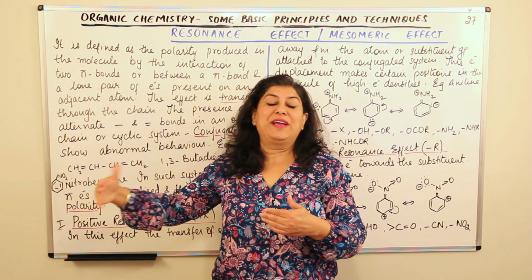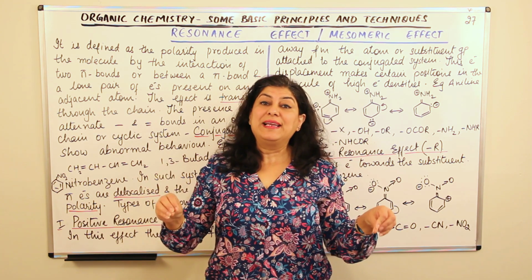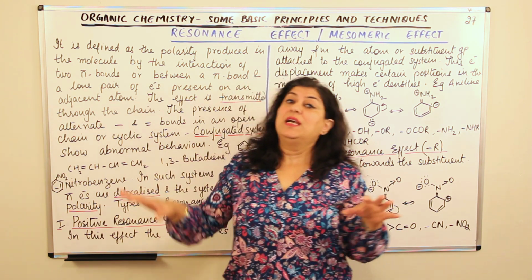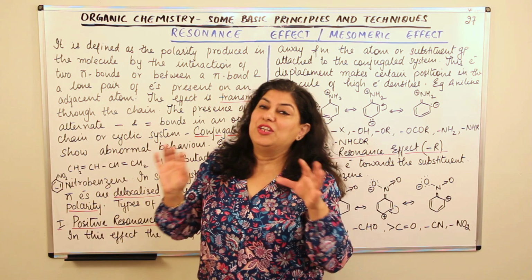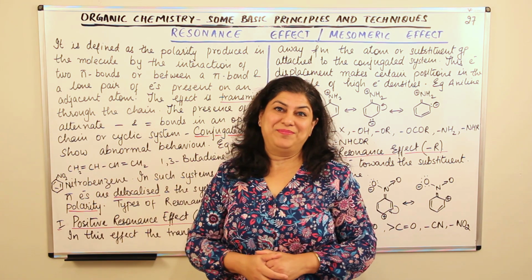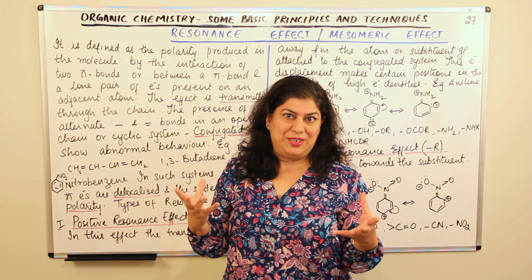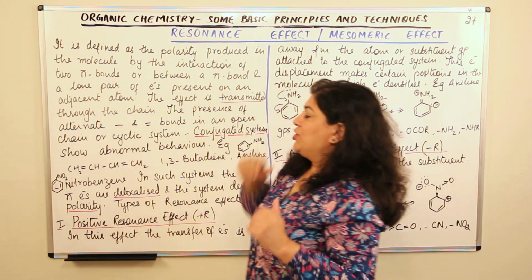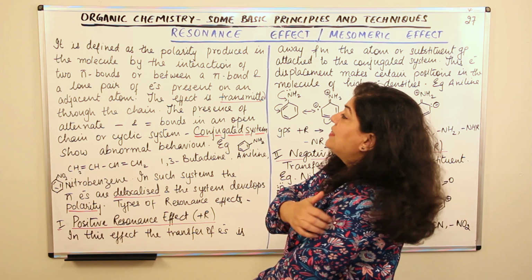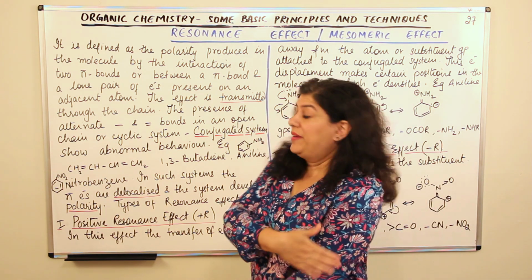And such an effect of delocalization of pi electrons or lone pairs of electrons in a conjugated system is known as resonance, right? And this is known as the resonance effect. So let me just read this. What is resonance effect, or it is also known as mesomeric effect?